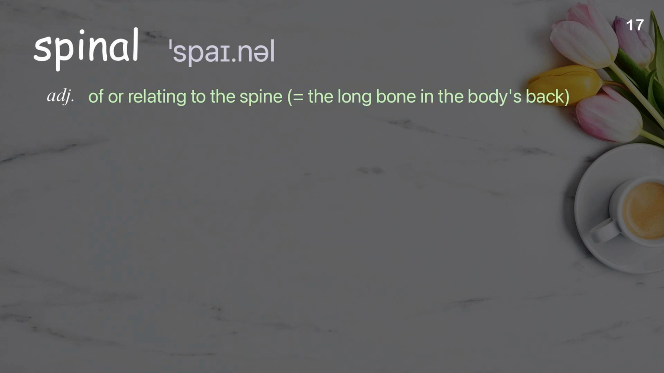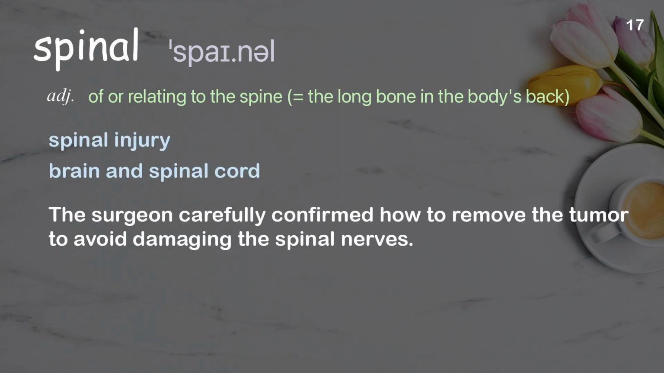Spinal. Of or relating to the spine, equals the long bone in the body's back. Examples: Spinal injury, brain and spinal cord. The surgeon carefully confirmed how to remove the tumor to avoid damaging the spinal nerves.